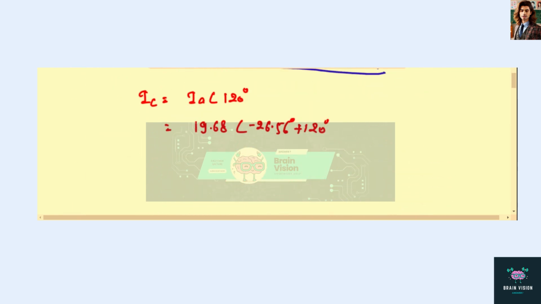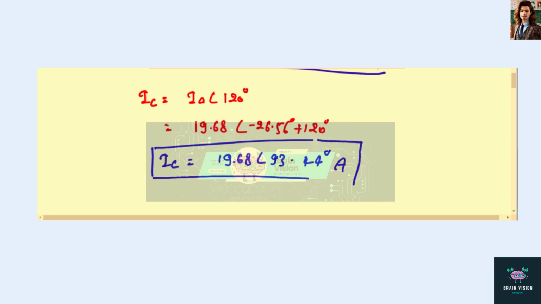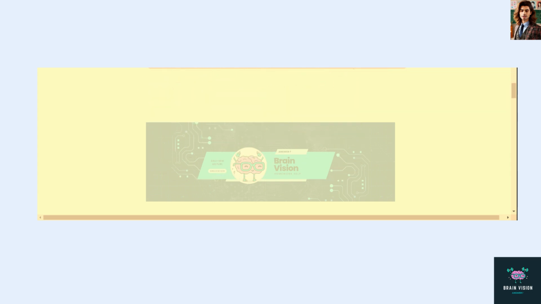The final value of IC can be written as IC is equal to 19.68 angle 93.44 degrees amperes, right? So this is the final answer of IC. Now the second part is the line voltages. We have to find out the line voltages, right? So I'm going to calculate over here. This is our second part, which is line voltages.